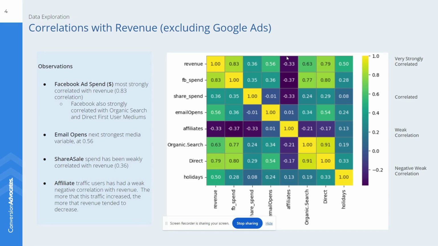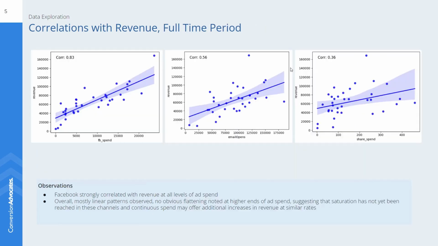They also have a channel called Share a Sale, where you only spend money when someone makes a sale. So there's been a lot less spend on Share a Sale. There's a lot of variation, but it was also weekly correlated with revenue. And affiliate traffic, this is in terms of users, interestingly has been slightly negatively correlated with revenue during this time period. This is the period without Google Ads, because Google Ads was only active during the last 2 months of data for this client.